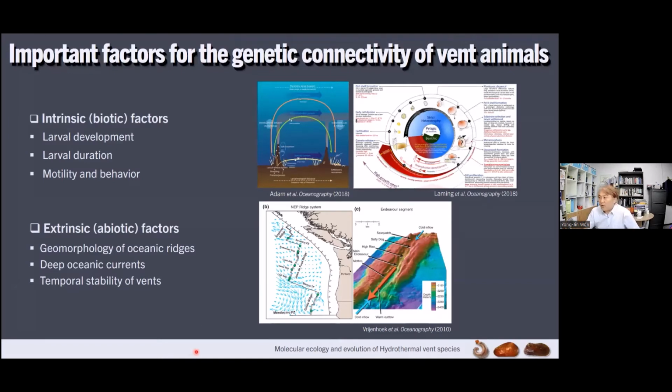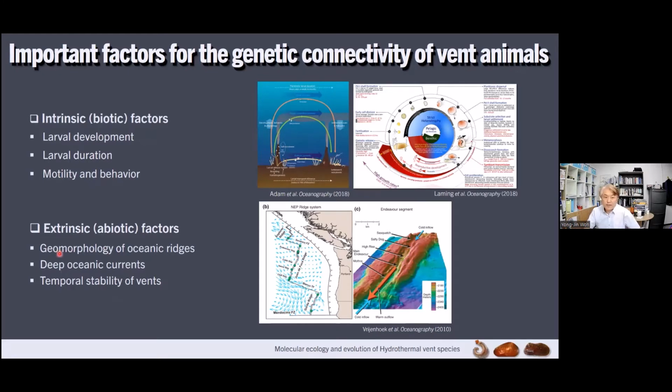Over the past 30 years, population genetic studies have revealed a number of physical and biological processes that shape the geographical population structure, interpopulation connectivity and genetic diversity of deep sea hydrothermal vent species. For example, intrinsic factors such as taxon-specific larval development, larval duration, maturity of larvae or adults and their behavior would result in different types of behavior during their dispersal from one vent site to another.